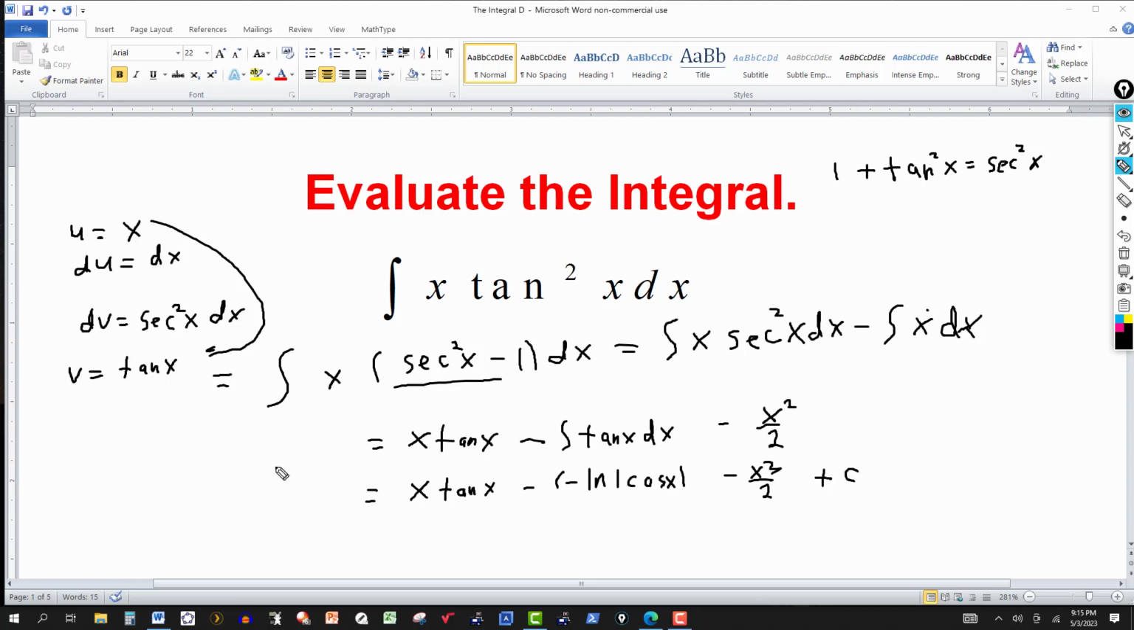And then we're pretty much finished here. So we'll just simplify this a little bit more. This is going to be x tangent x. Double negative there, that makes it a plus. Natural log of absolute cosine x minus x squared over 2 plus your constant of integration.